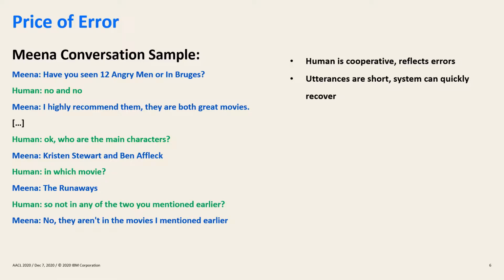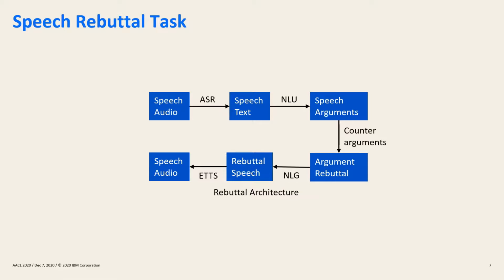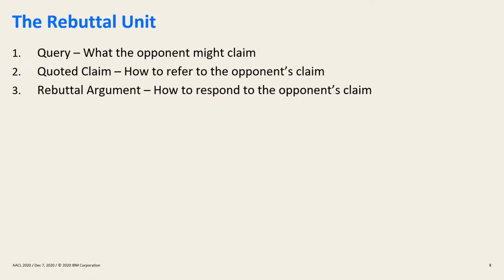So also the fact that the utterances are short allows the system to recover quickly. It can recover right after the human reflects the error. And if the mistakes are amusing, like in this case, maybe they're not that bad. Maybe the user is actually amused and wants to continue the conversation. Okay, so the speech rebuttal task, as we described, can be roughly illustrated as follows. And in the following slides, I will talk about the right-hand side, about how do we understand which arguments we need to address and how do we counter them.